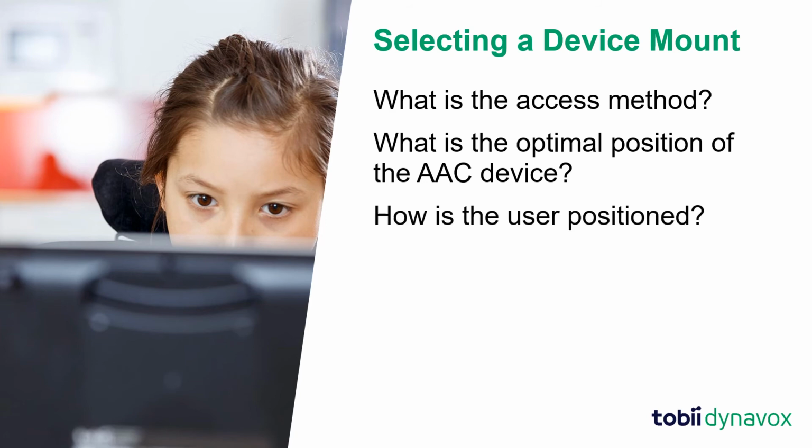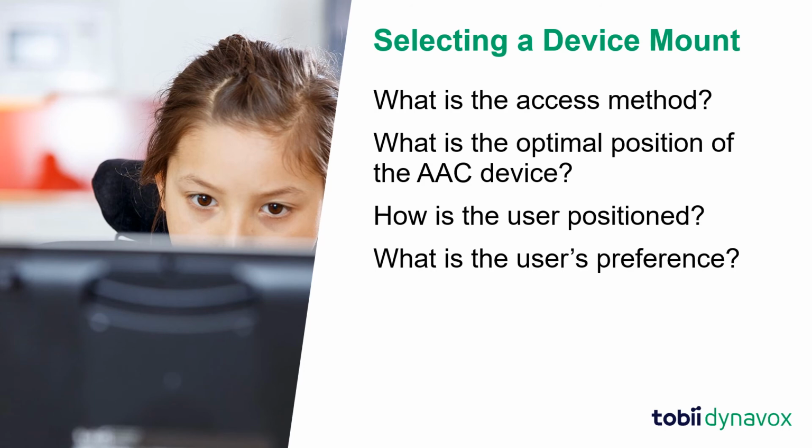How is the user positioned? If the device user is in a wheelchair, it is likely they will be using a wheelchair mount. If the user is positioned to use their AAC device in a bed while laying down, a floor or table mount may be considered. If the user is ambulatory, their position may change during the day, and they will need a mount that is both flexible and portable, such as a table mount.